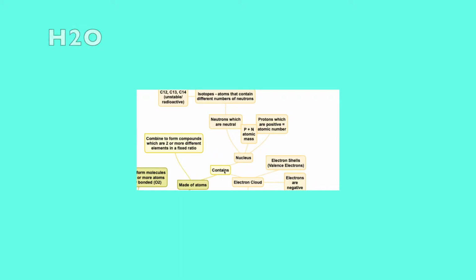Remember that atoms contain a nucleus in the center and an electron cloud, which is going to surround the nucleus. In the nucleus, we're going to have our protons and our neutrons, which are going to equal our atomic mass. Neutrons have a neutral charge, and protons are positive, and they're going to equal the atomic number. So, for example, carbon has 6 protons and 6 neutrons, so its atomic mass would be 12, but because it has 6 protons, its atomic number is also 12.